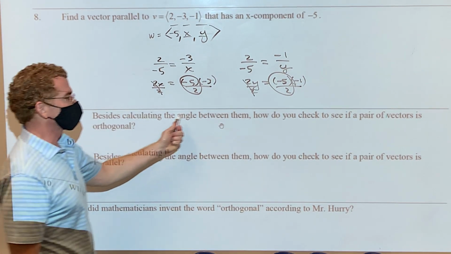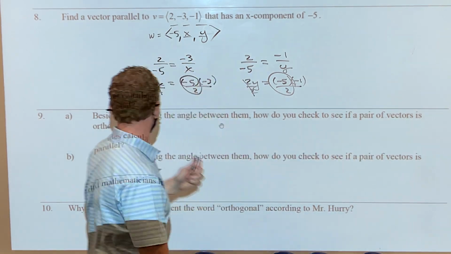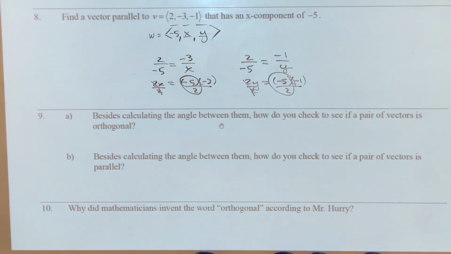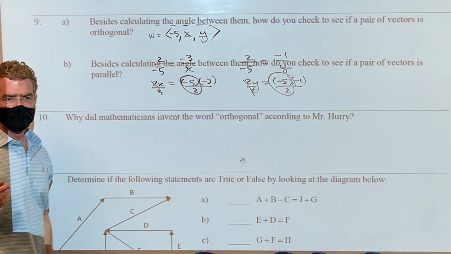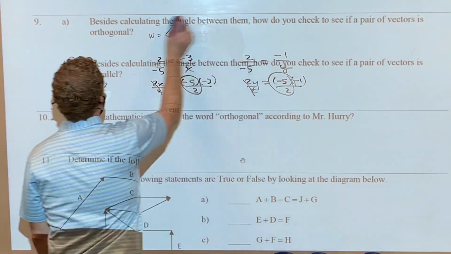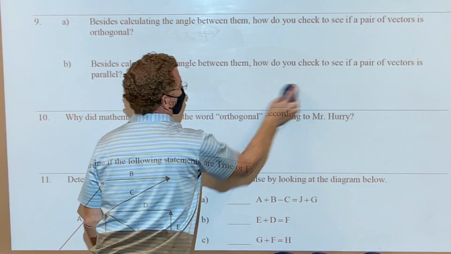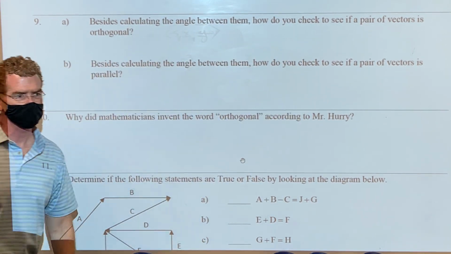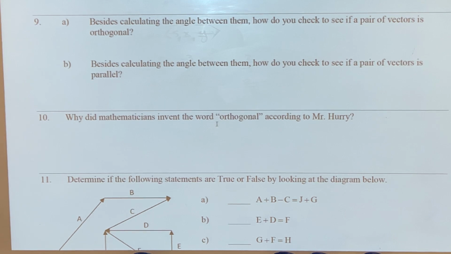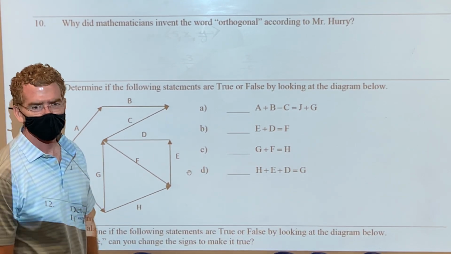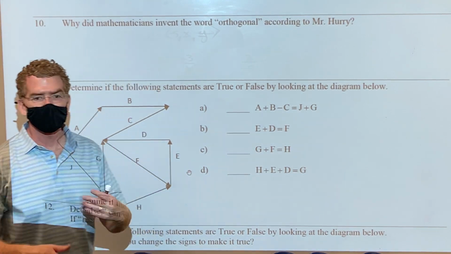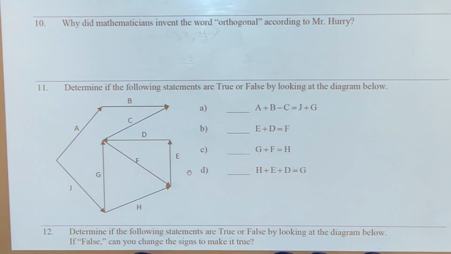Besides calculating an angle between them, how do you check if a pair of vectors is orthogonal? What's our trick? The dot product would be 0. Good. Besides calculating the angle between them, how do you check if a pair of vectors is parallel? What's equal? Little fractions. Why did mathematicians invent the word orthogonal? To accommodate the 0 vector, right? If it's a 0 vector, it wouldn't be perpendicular.